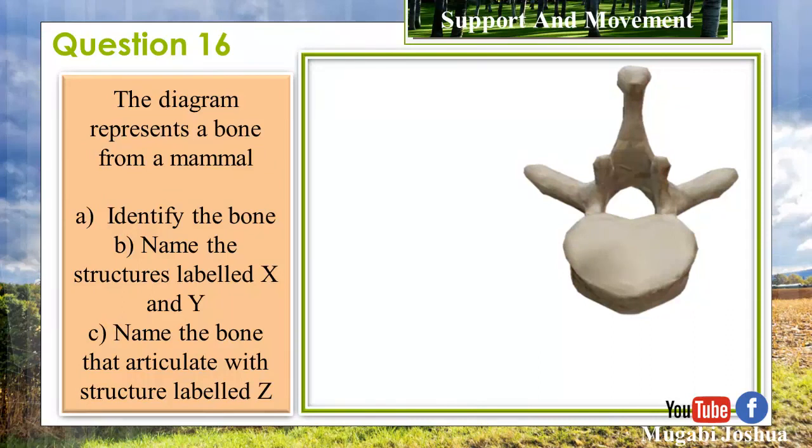Question 16. The diagram represents a bone from a mammal. Part A. Identify the bone. When you look at that bone, it has a long neurospine, long transverse process, and a large centrum. That bone is a thoracic vertebra.